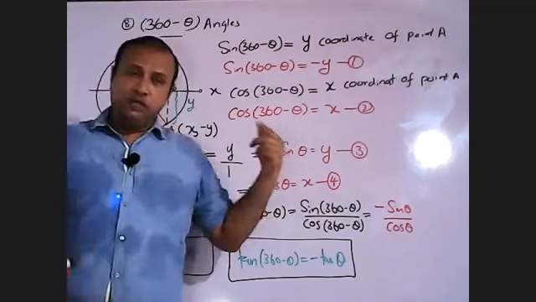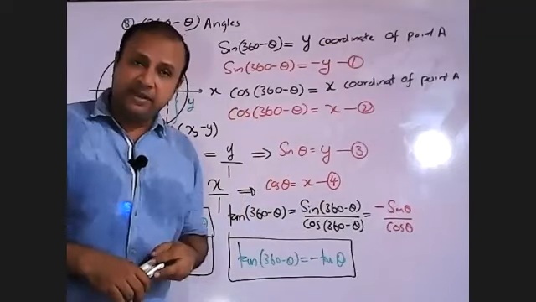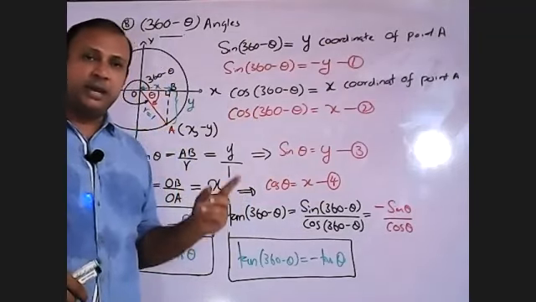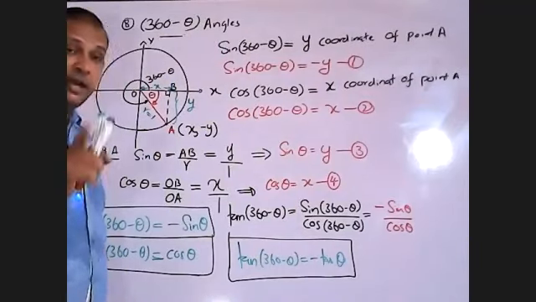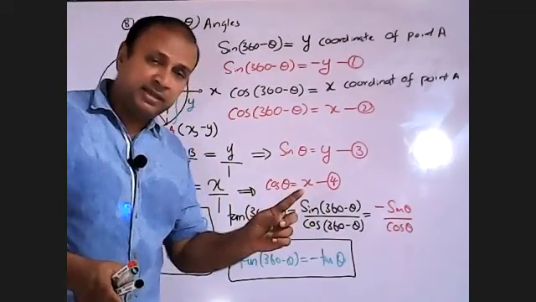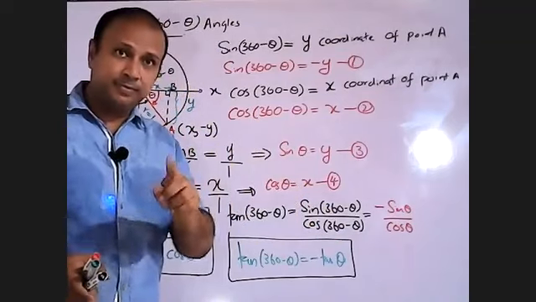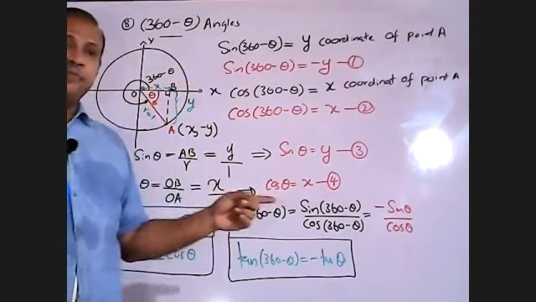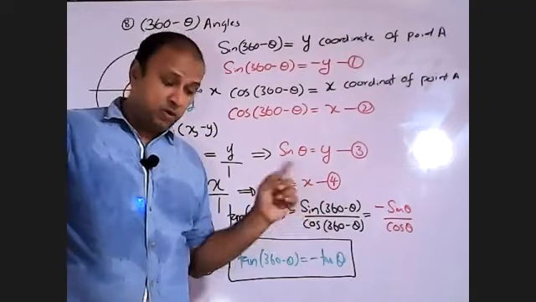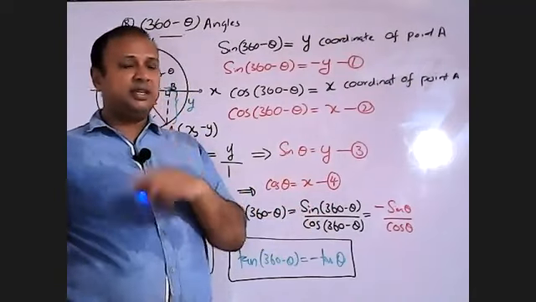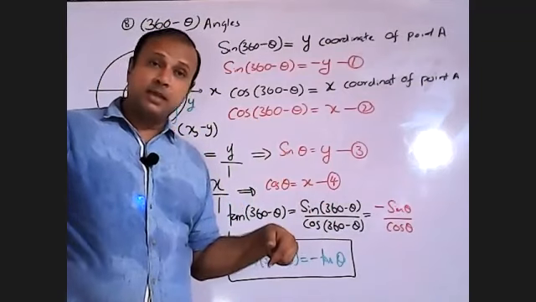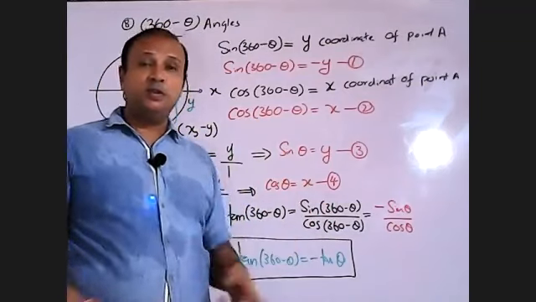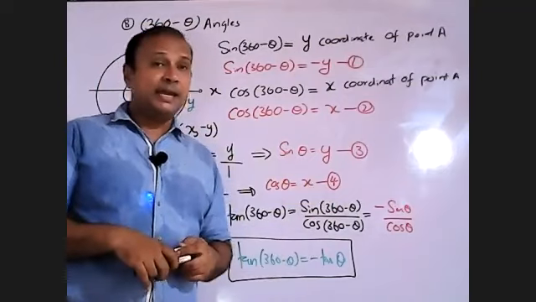In our previous equation, that means 270 minus theta. Sin of 270 minus theta is equal to minus cos theta. Then cos of 270 minus theta is equal to minus sin theta. Then tan of 270 minus theta is equal to plus 1 over tan theta.